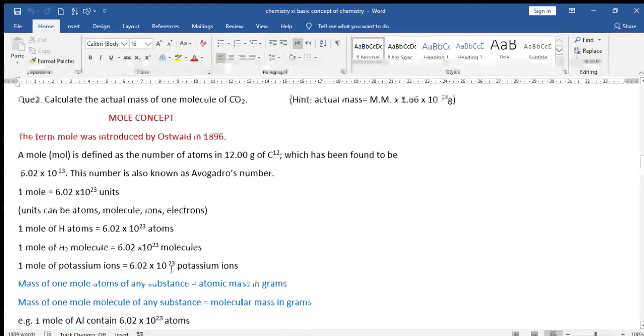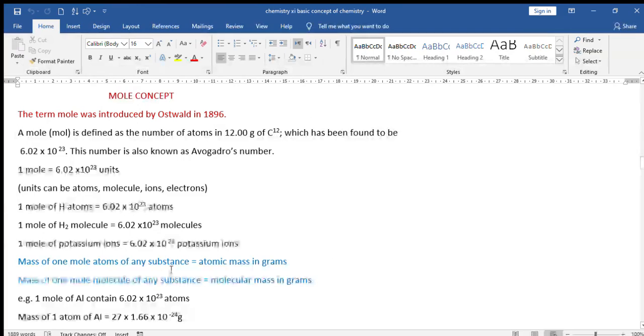Our next topic is the mole concept. The term mole was introduced by Ostwald in 1896. A mole is defined as the number of atoms in 12 gram of carbon 12, and it has been found that this number is 6.02 into 10 to the power 23. This number is known as Avogadro's number.